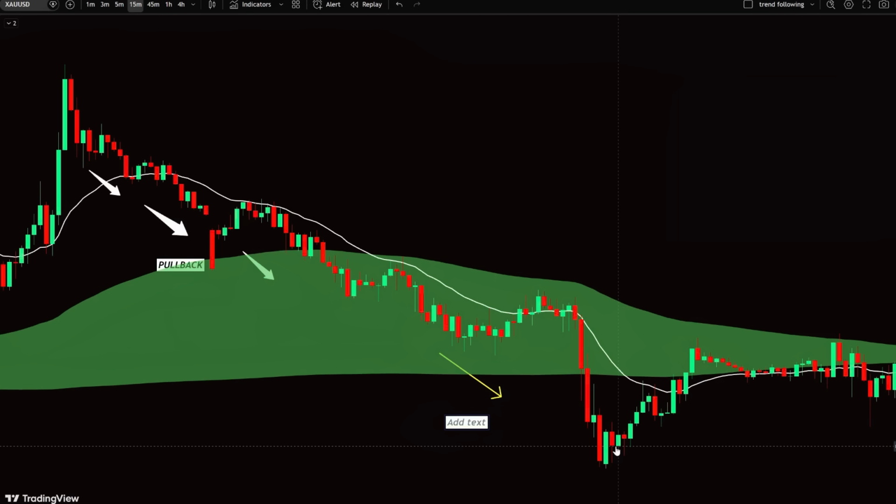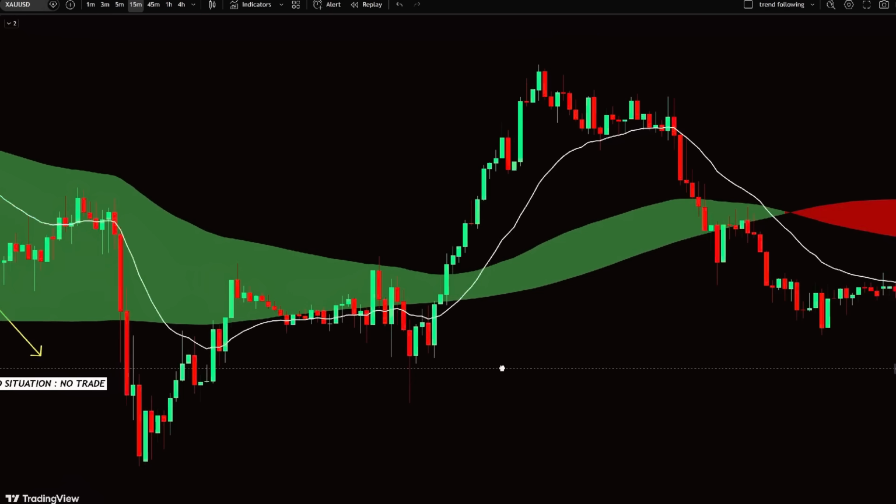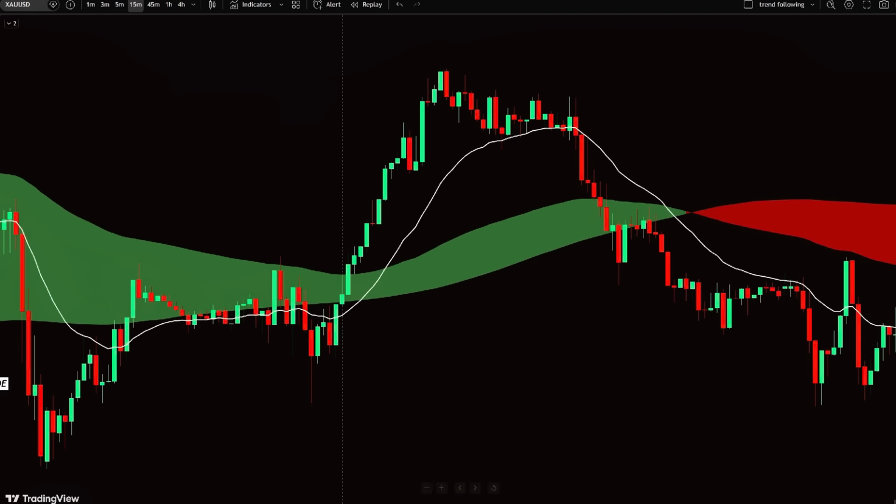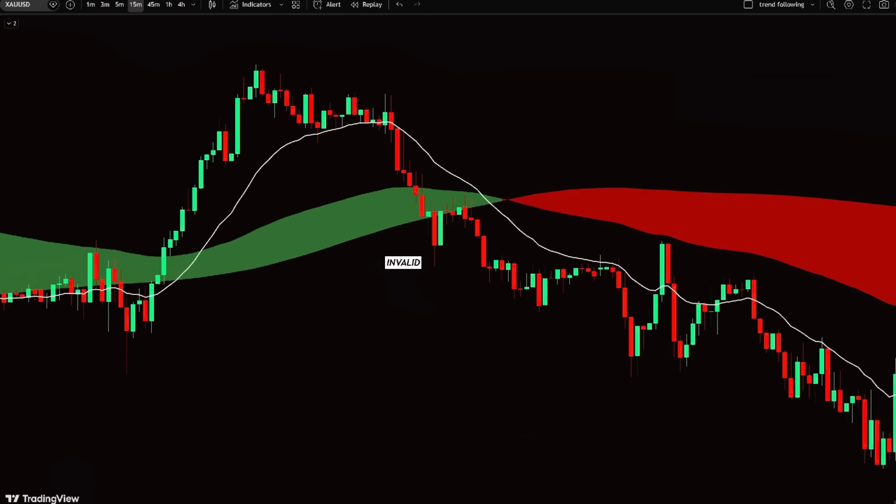Patience is one of the biggest advantages you can have. There is no reward for being consistently in the market. The reward comes from waiting until multiple pieces of evidence align perfectly. A little later, price climbs back above that ribbon again. Another pullback develops, but once more price flashes below the ribbon. Exact same problem. The structure fails, so we skip it.